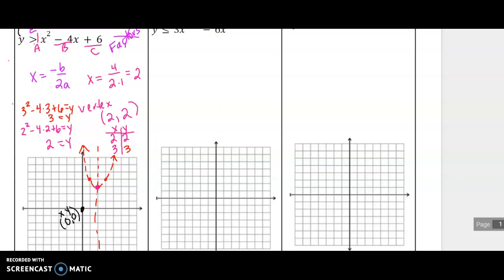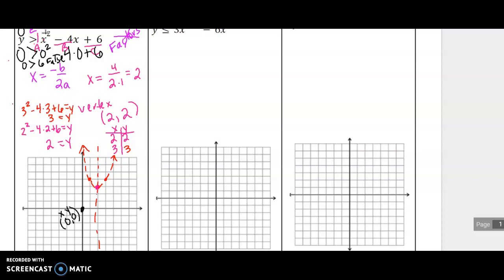So is 0 greater than 0 squared minus 4 times 0 plus 6? Type the right side into a calculator. We get 6. Is 0 greater than 6? No. So what that means is wherever (0, 0) is, that does not get shaded.